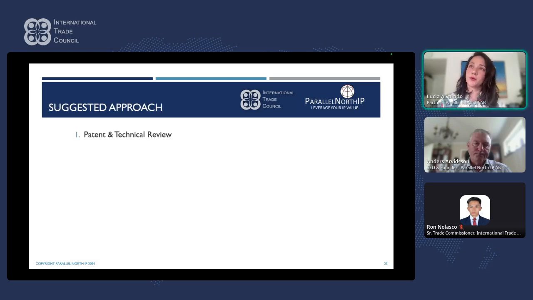So, a suggested approach that we have, and this is basically a process that we take internally when we have cases. A patent owner comes to us and they say, I want to monetize my portfolio, be it through sales or licensing. First thing we do is a patent and technical review. Again, review your claims, understand what it is, and then match it up to technology that's out there in the market. Then we do a market review. Who else is doing this? Who's relevant? How big is the marketplace? Is it growing?